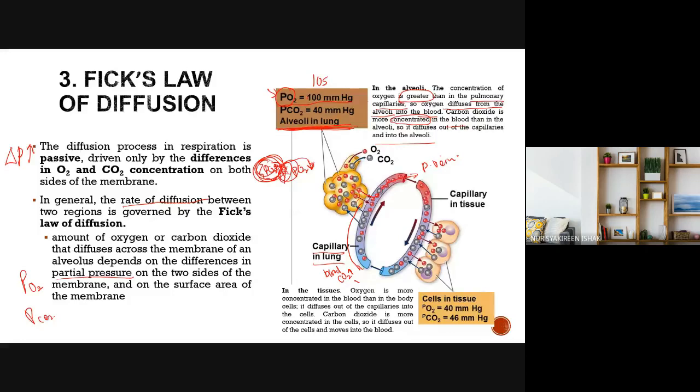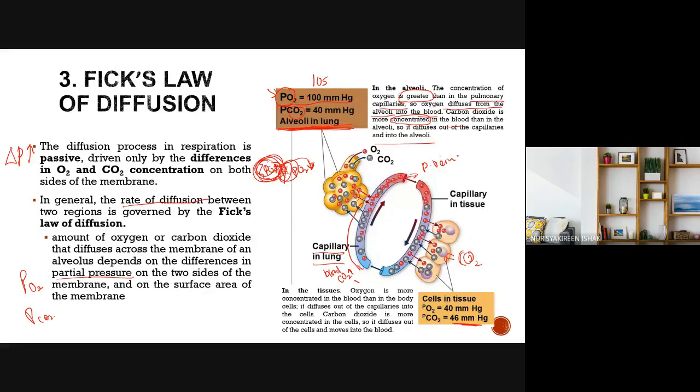Okay, sama juga vice versa, kan? So from cells in the tissue, your body cells will undergo cellular respiration, so it produces carbon dioxide. The carbon dioxide concentration in the cell is high, which is around 46 millimeter mercury, compared to the carbon dioxide concentration in the lung, which is 40.